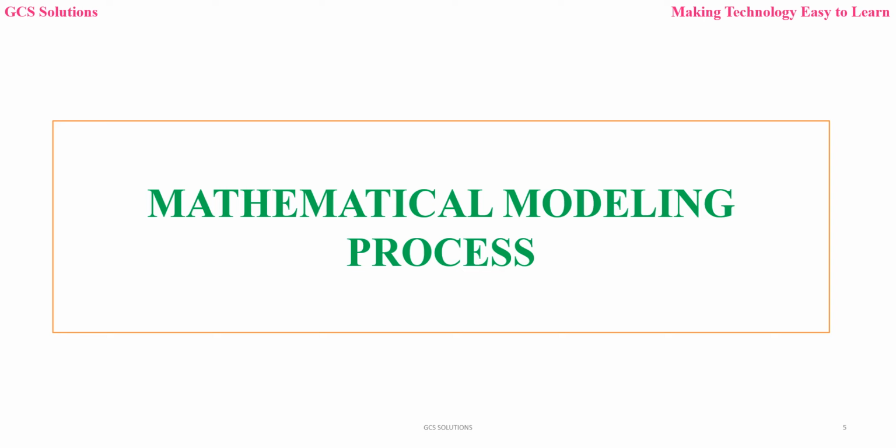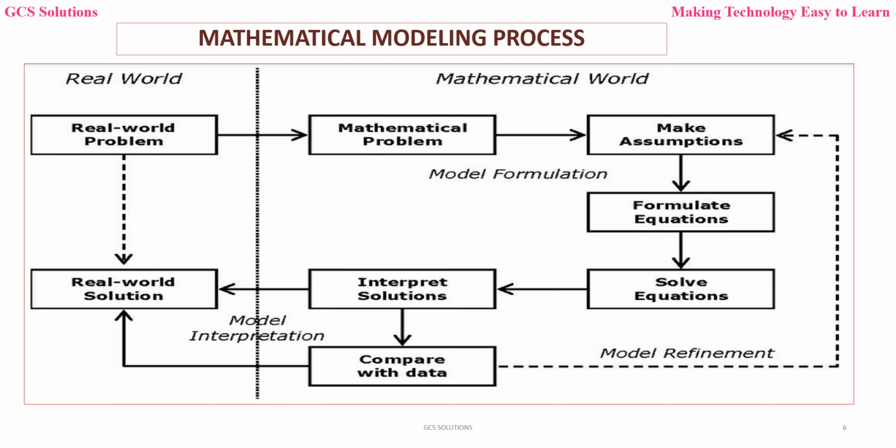Mathematical modeling process. Let us now explore this mathematical modeling process. In general, we have a real world problem, always a real world problem. If we work on that real world problem, we get a real world solution. Obviously, if we have a problem, we try to find a solution for it. But the question is, can I represent this real world problem as a mathematical problem? Yes, of course.